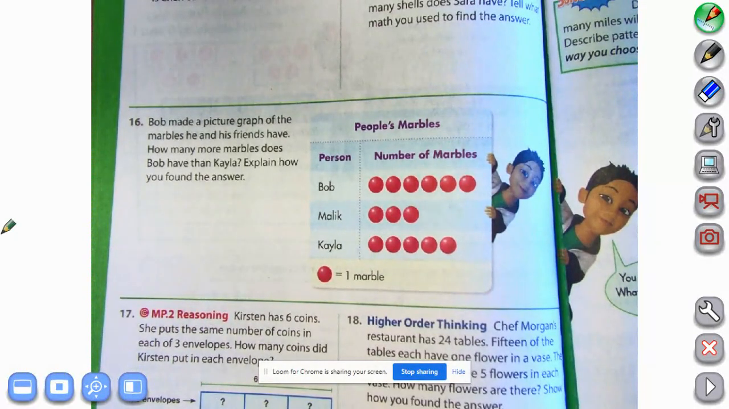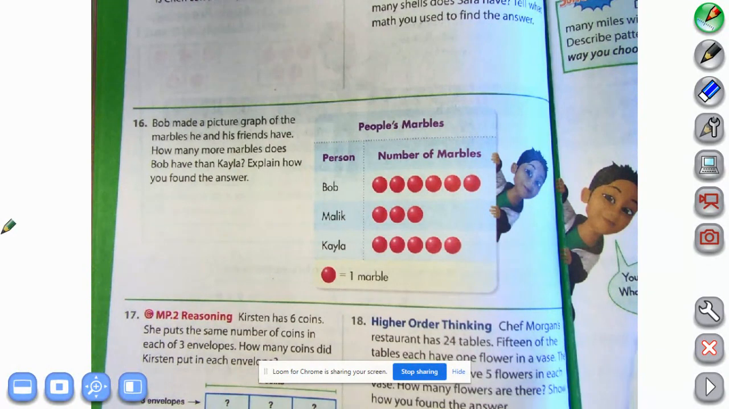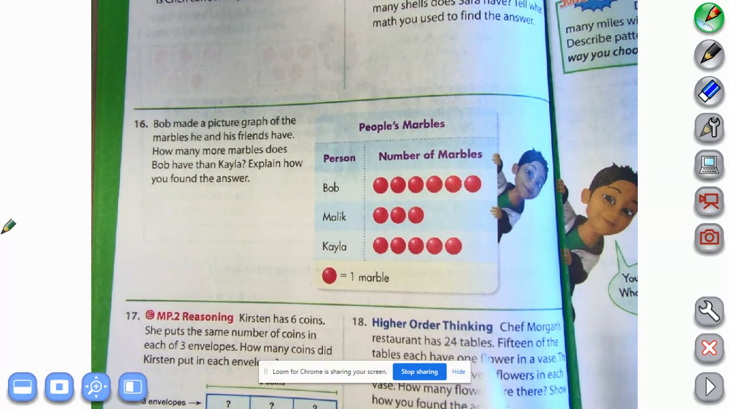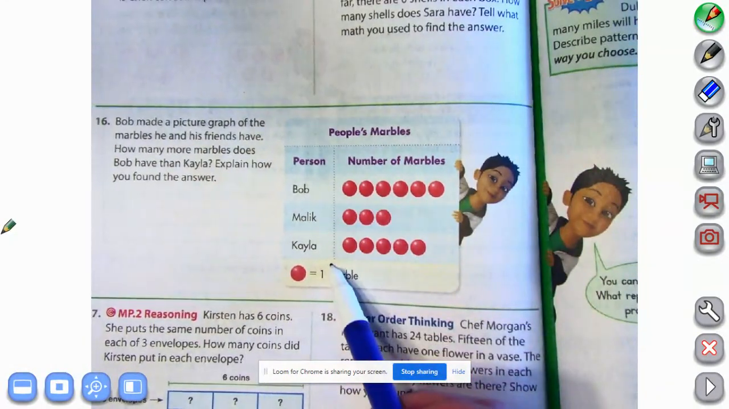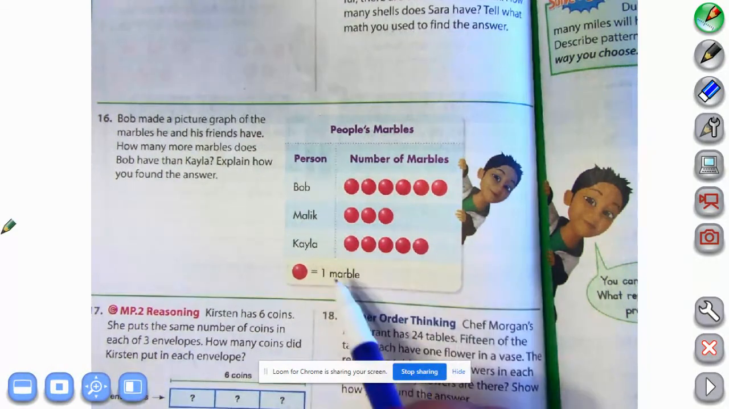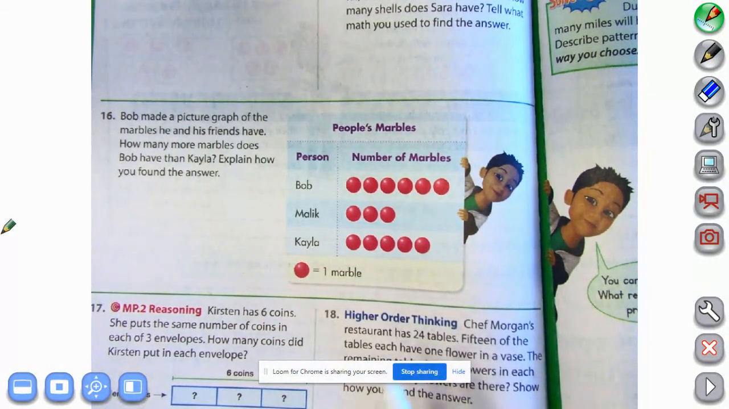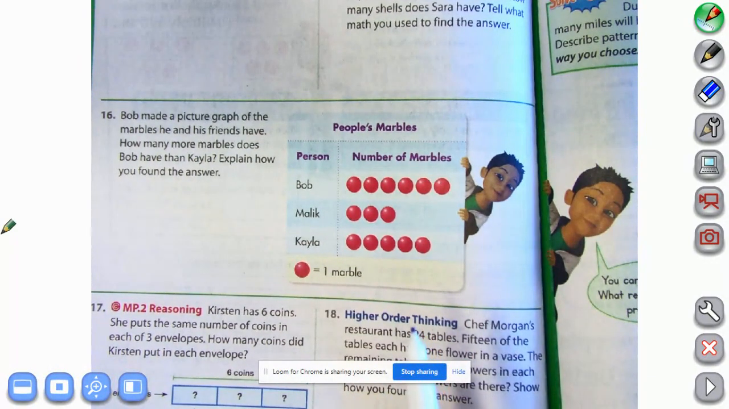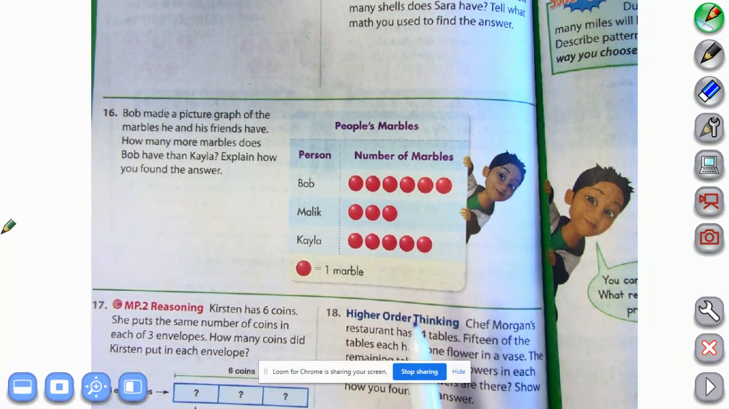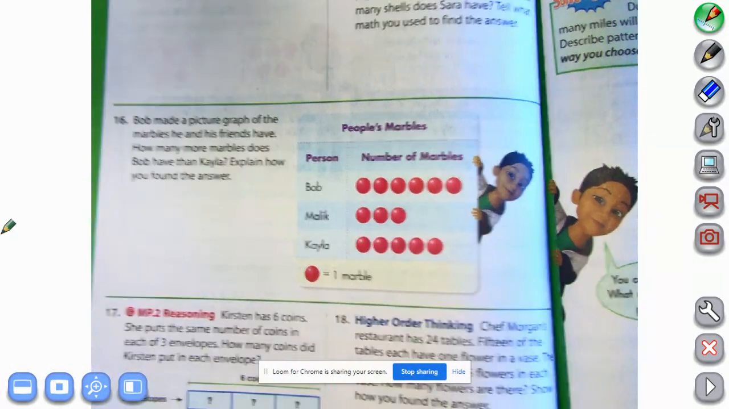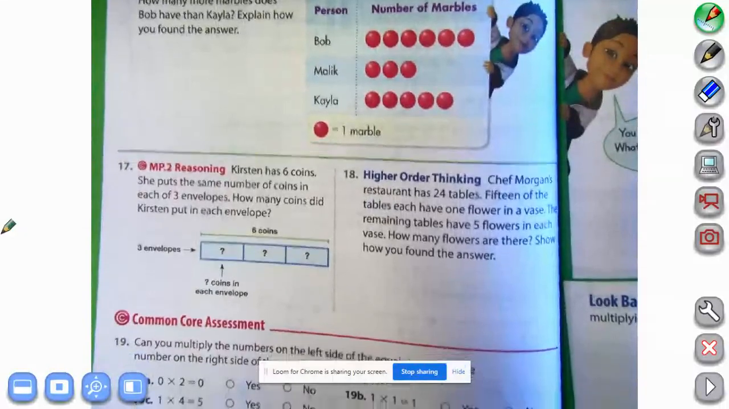Number 16, Bob made a picture graph of the marbles he and his friends have. How many more marbles does Bob have than Kayla? Explain how you found the answer. Okay, so we've got Bob, Malik, and Kayla. Okay, each red dot equals 1 marble. I don't want to give anything away like I did with the morning work yesterday.